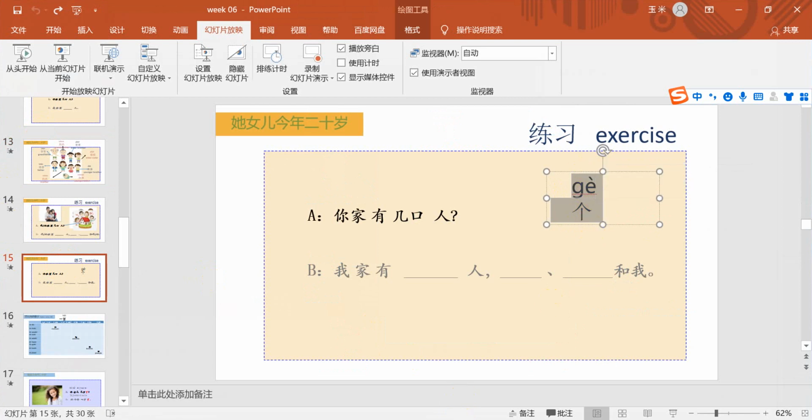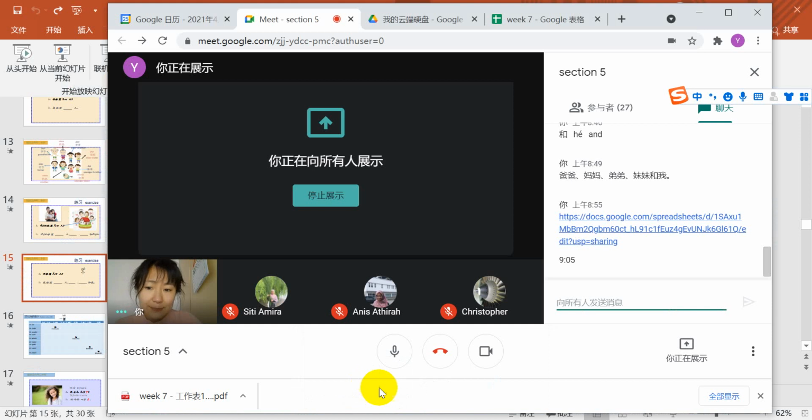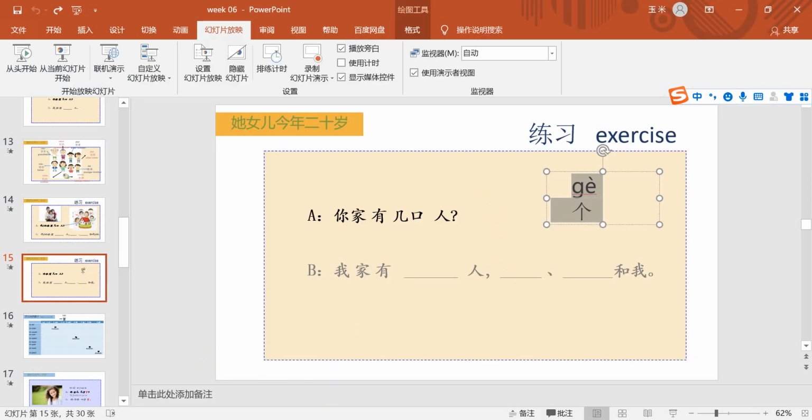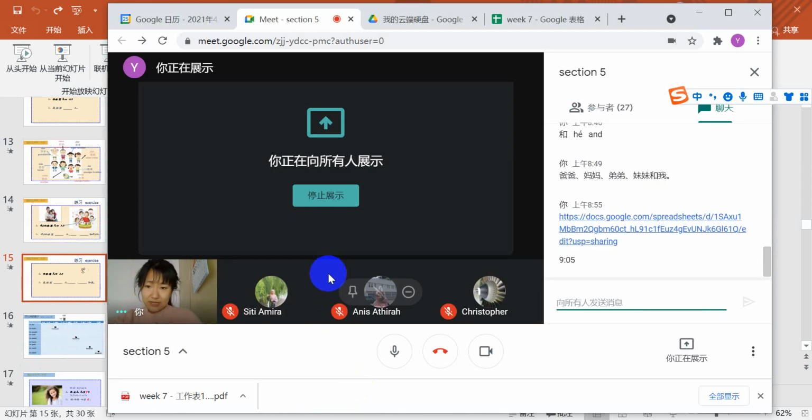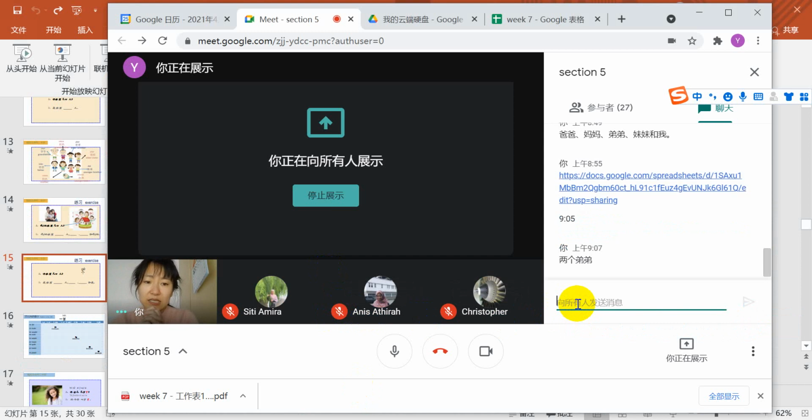Yes, 个. It also is a measure word like the word 口. But 口 is used for family members, 几口人, how many people. If you want to say they have 2 brothers, 3 sisters, we will use the word 个. Such like 2 brothers, it will be 两个, 两个弟弟.